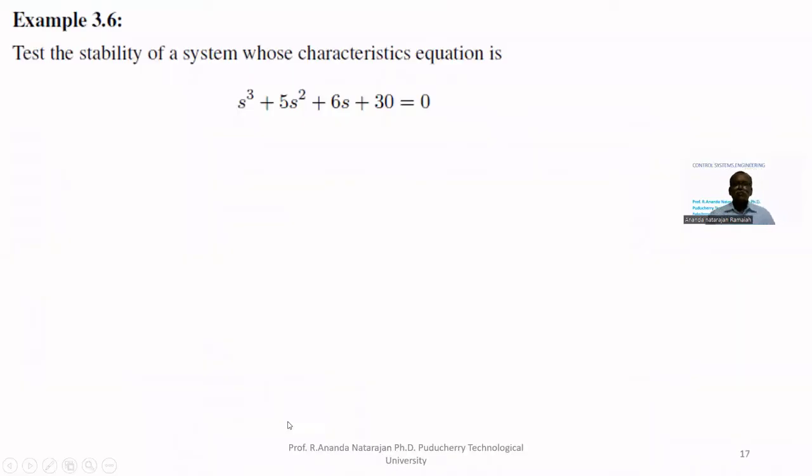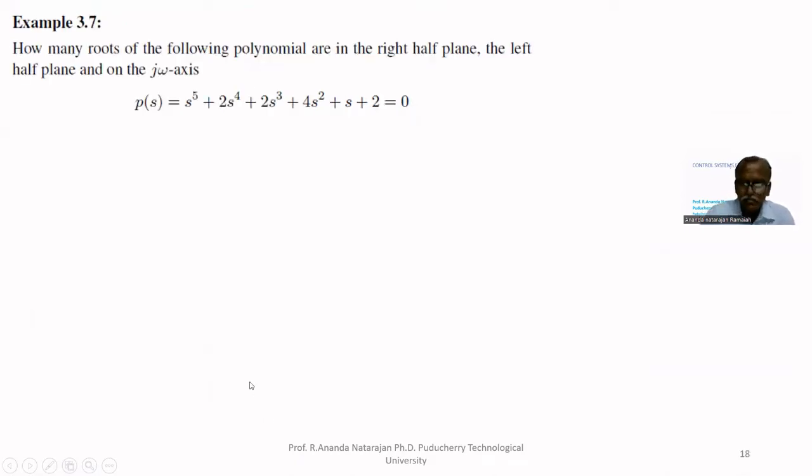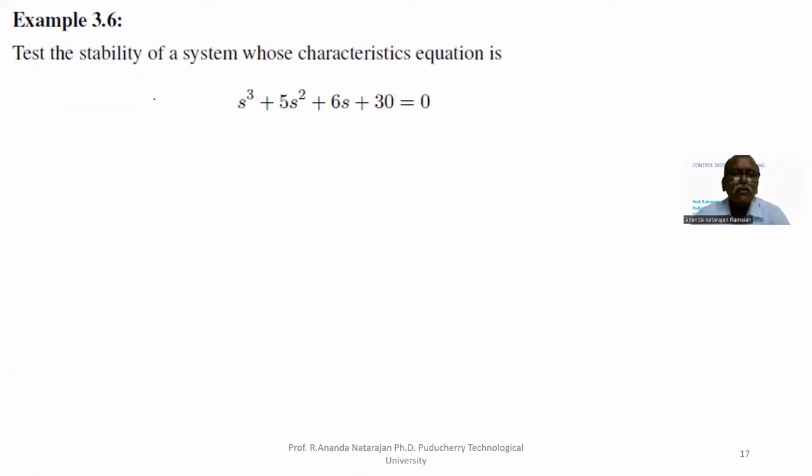Test the stability of the system whose characteristic equation is S cube plus 5s square plus 6s plus 30 equal to 0. Now let us form the Routh array. S cube, S square, with the elements 1, 5, 6, 30. Now S power 1 we have to form. 5 multiplied by 6, 30, A, B, C.